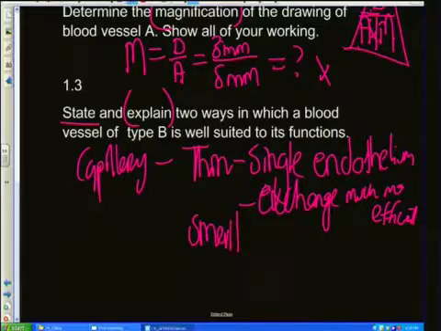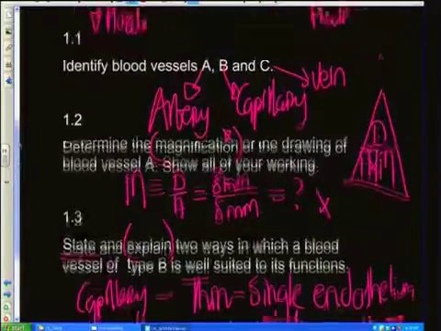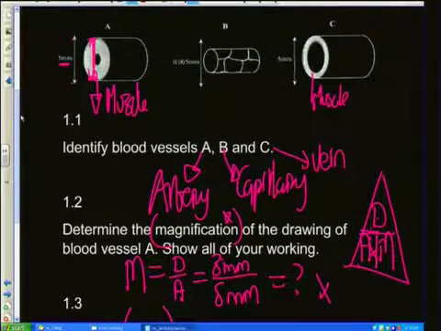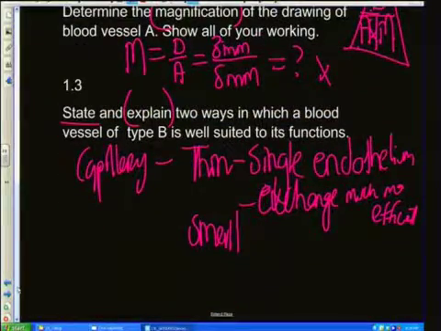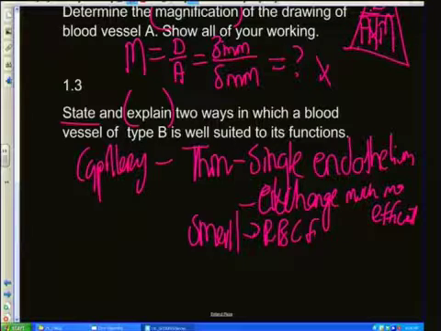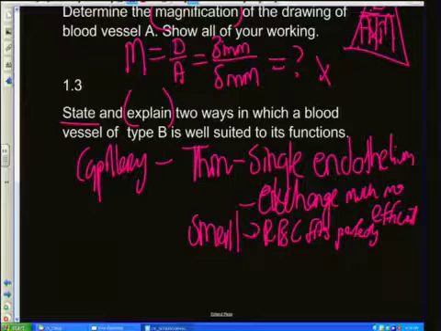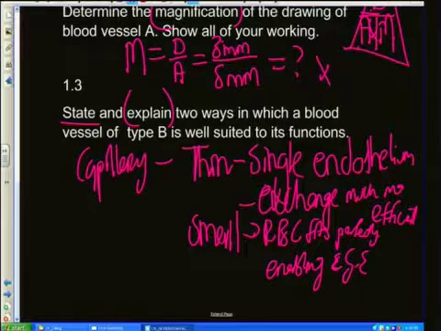Now, when blood goes through it, you'll do this again in grade 11, when blood travels through, the red blood cell just fits through there. Because it fits through there, it's much easier for gaseous exchange to take place. So it's small, the red blood cell fits perfectly, enabling gaseous exchange to take place.